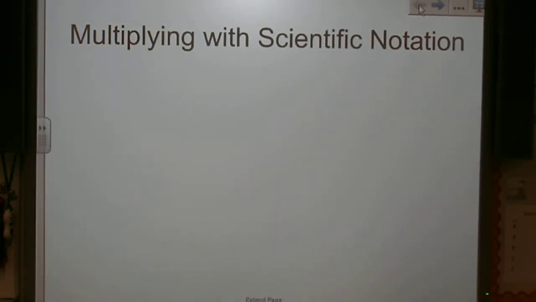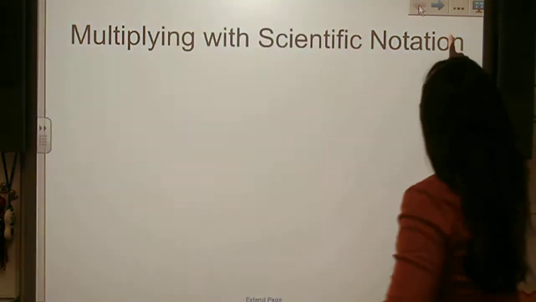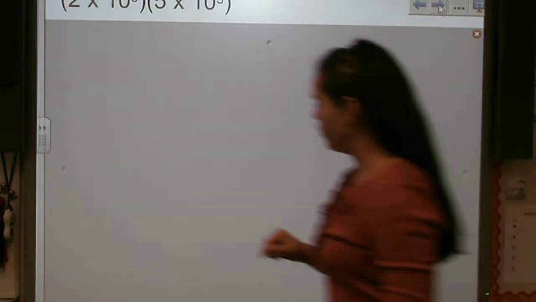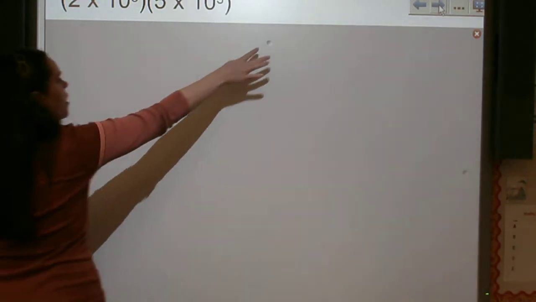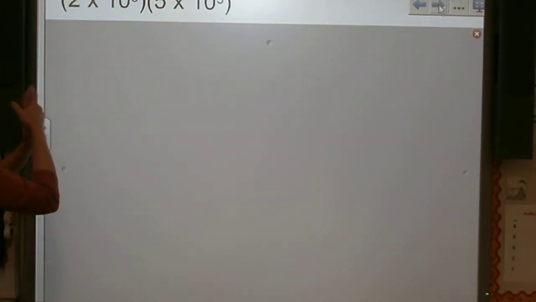This video is on multiplying with scientific notation. Our first example, we'll go through it really slow, is 2 times 10 cubed times 5 times 10 cubed. So our first step, well, let's identify some things first.